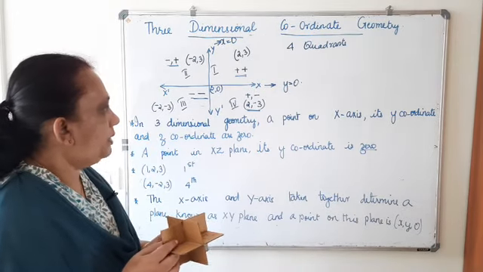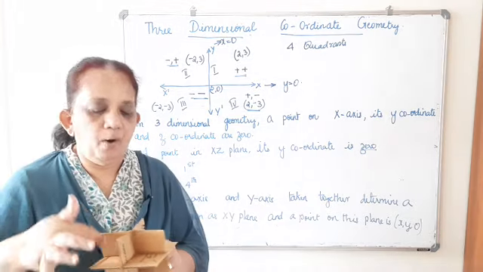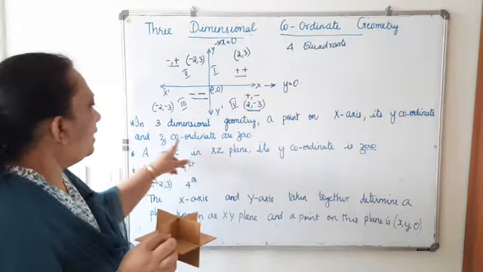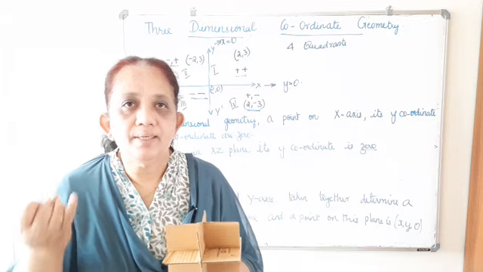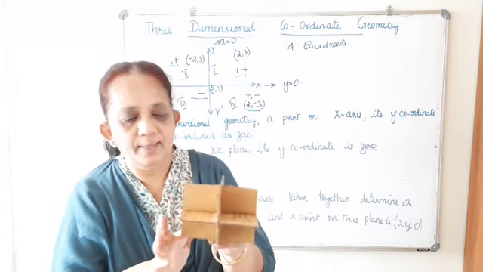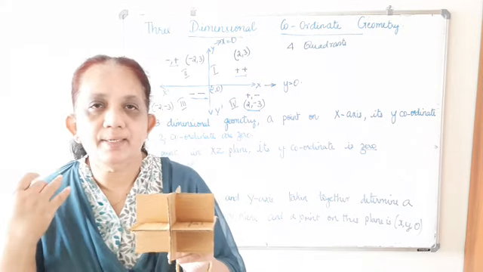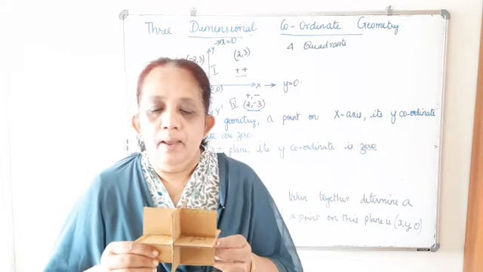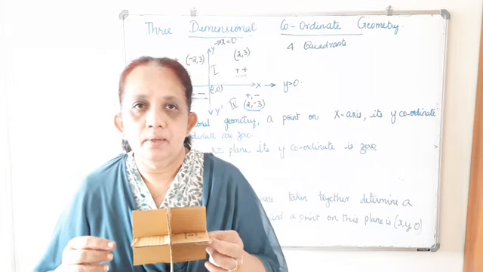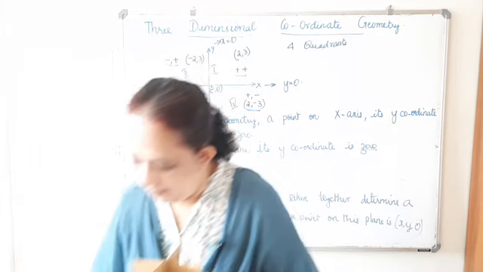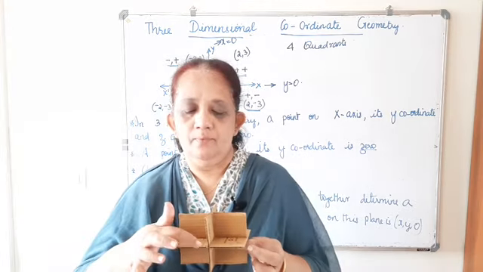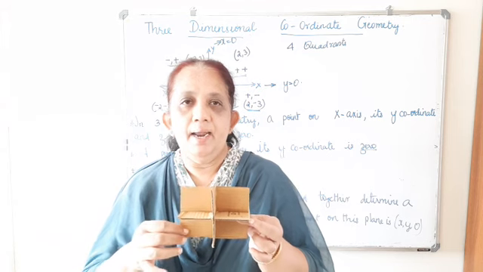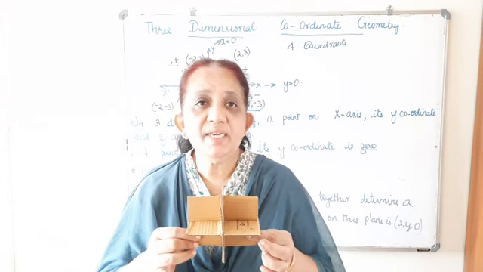And in three-dimensional geometry, for a point on the x-axis, its y coordinate and z coordinate are equal to 0. For a point on the y-axis, the x coordinate and z coordinate are equal to 0. For a point on the z-axis, the x coordinate and y coordinate are equal to 0. Now, because of these three planes, these three planes divide the space into 8 octants.